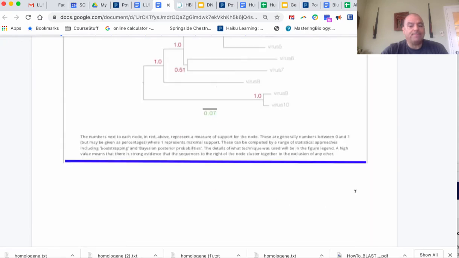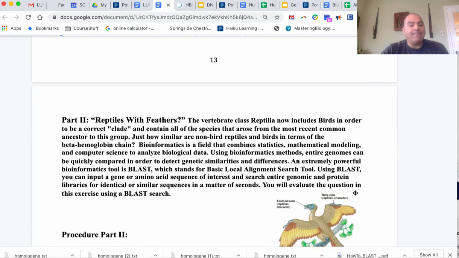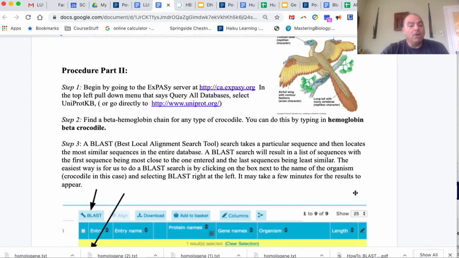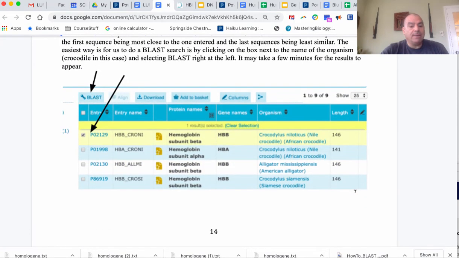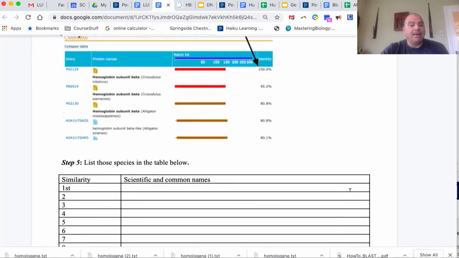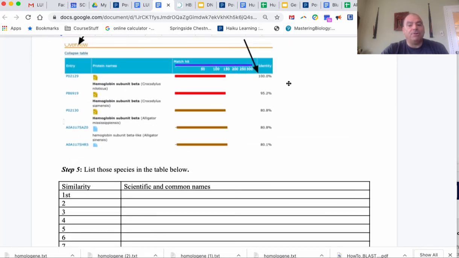So the next, this is how to read a phylogenetic tree or cladogram, so you should read through that. So the next part is going to have you do something called a BLAST search, where you take one organism's sequence, and then you say, okay, compare this to all the other organisms you have in your database. And it will give you back results. It lines them up like this. It gives you a score of how identical they are.